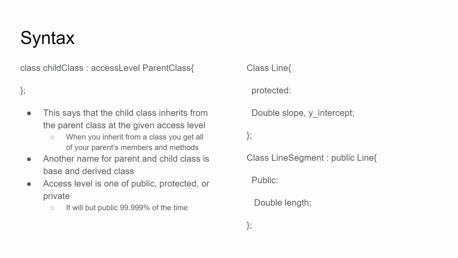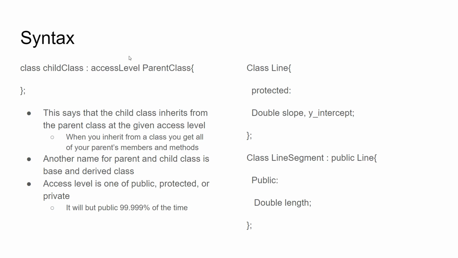Okay, let's talk about the syntax. The way that you say that you inherit from someone is you say class, child class, colon, whatever access level you want to inherit from your parent, then the parent class. This makes the child class inherit from the parent class, or you can say the child class inherits from the parent. Pretty much all the protection levels that you're ever going to use are going to be public, and you're never going to do anything else besides that. So just imagine the access level is public, but it can be private or protected.